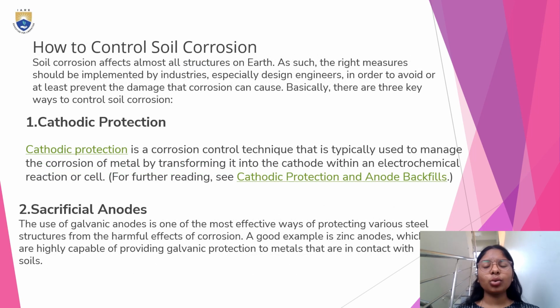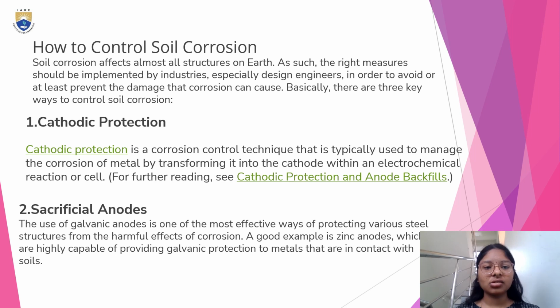Now, how to control soil corrosion? Soil corrosion affects almost all structures on Earth. As such, the right measures should be implemented by industries, especially design engineers, in order to avoid or at least prevent the damage that corrosion can cause. Basically, there are key ways to control soil corrosion. We have three ways.